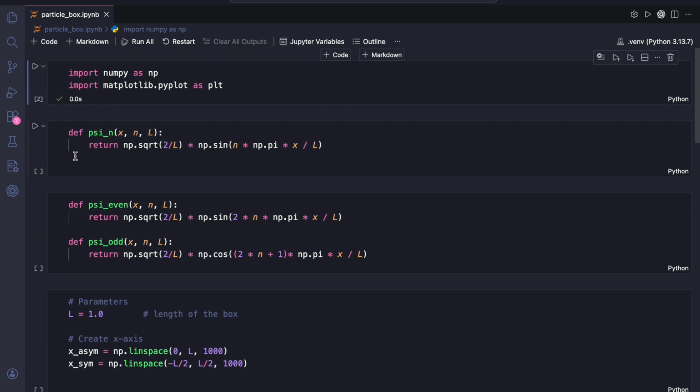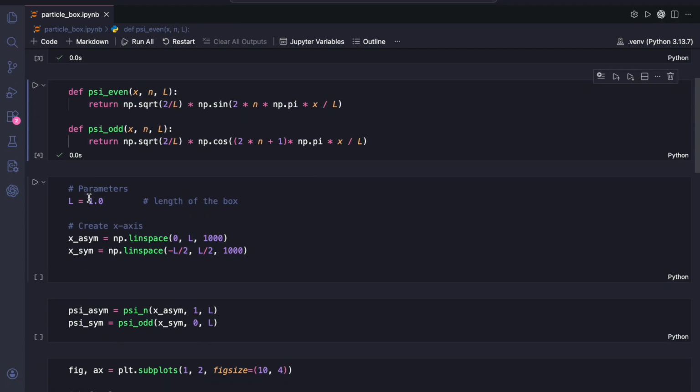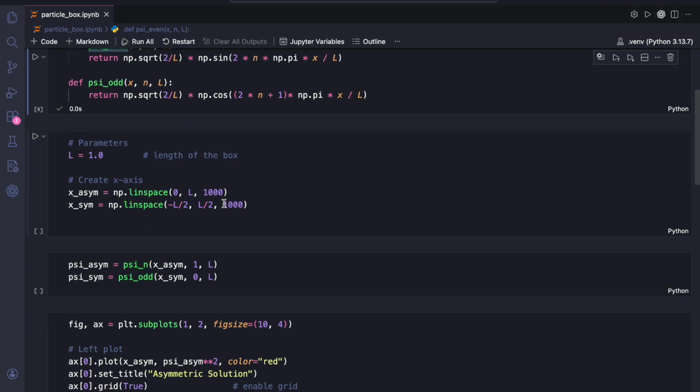I've defined the original asymmetric wave function that we had, which was a function of sine, as a function psi n, and defined the solution that we got symmetrically as an even function and an odd function. For simplicity, I took the length of the box to be of unit length, just for presentation purposes. It doesn't change anything in the solution. And I defined the respective domains, which are 0 to L for the asymmetric one, and minus L over 2 to L over 2 for the symmetric one.